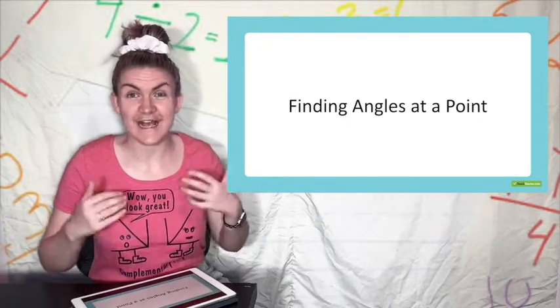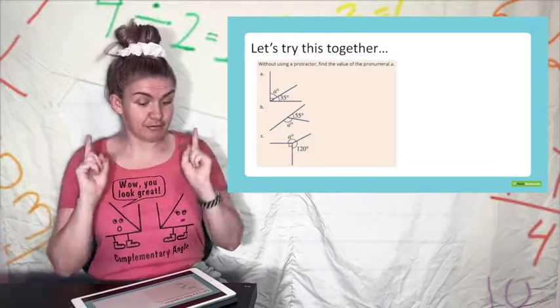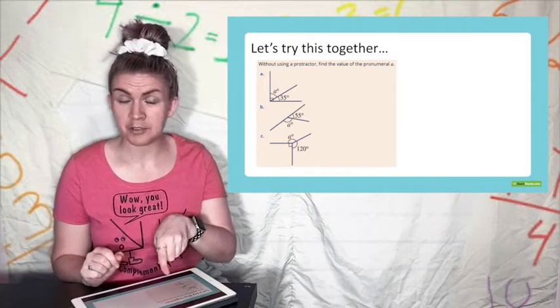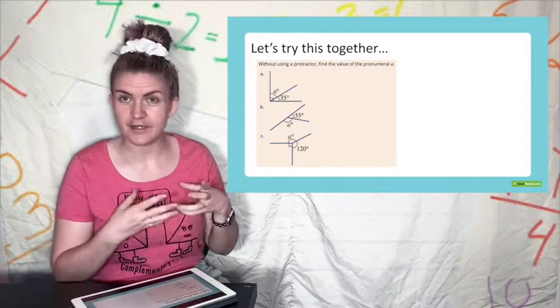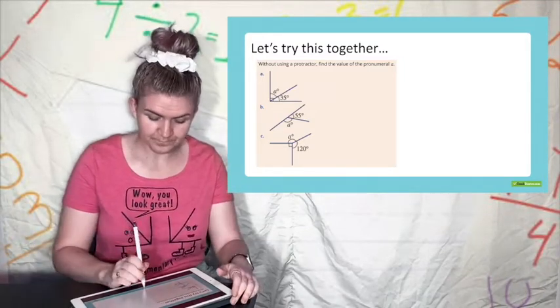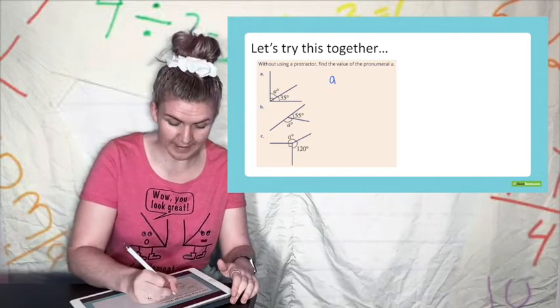Let's find angles at a point. Without using a protractor, find the value of the pronumeral a. So there's that pronumeral I was talking about, and anytime we don't know the size, they've just put the letter a, and that's the size we're trying to look for. So let's go. Question A.